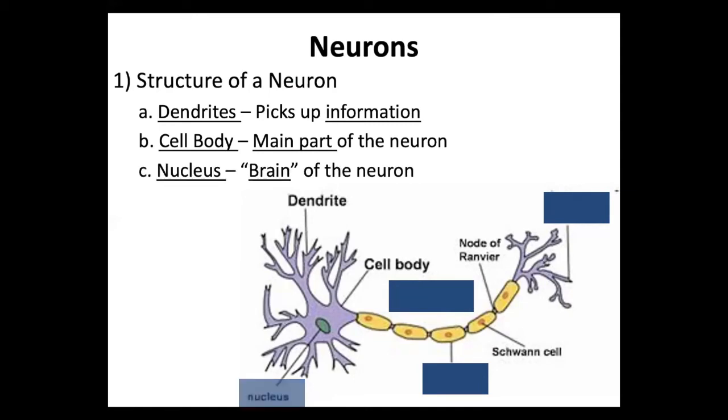Also inside this cell body is a nucleus because it is a cell. Eukaryotic cells have nuclei. And you would remember from Bio 1 that a nucleus has DNA. And the DNA is telling this neuron which hormones to make, which neurotransmitters to make. Because different neurons have different jobs to do. So which ones are important, the nucleus's job is to figure that out.